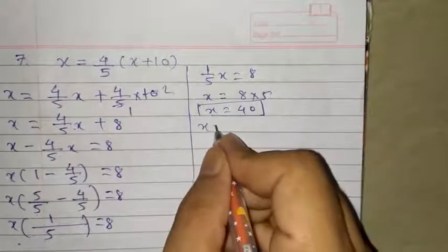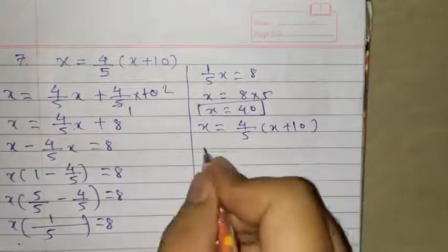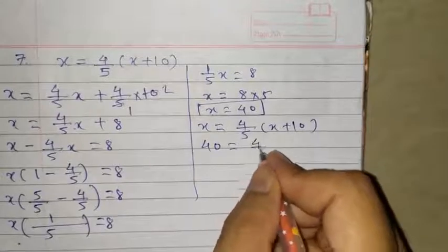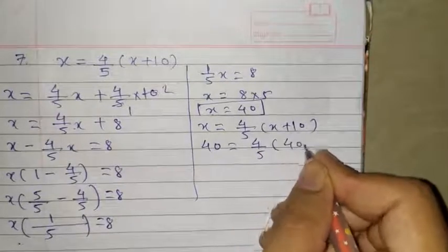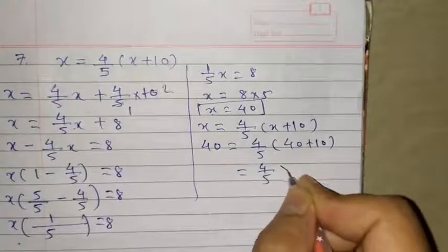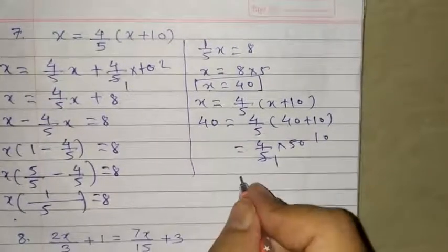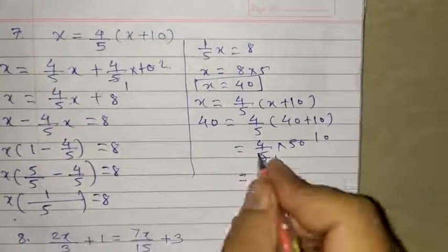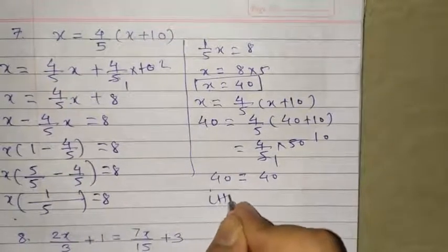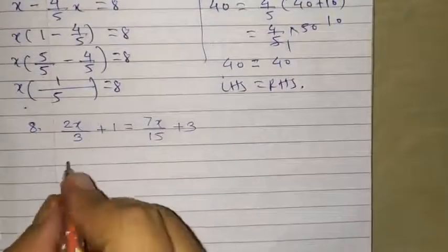So first you write question as it is and simply put the value of x. 40 we already got. Now here LHS. 4 upon 5 x value 40 plus 10. So it is 4 upon 5 into it is 50. 5 ones are 5, 5 tens are 50. So equals to 10 into 4 is 40. So it means both sides same. So our answer is correct. Going for the 8th one.